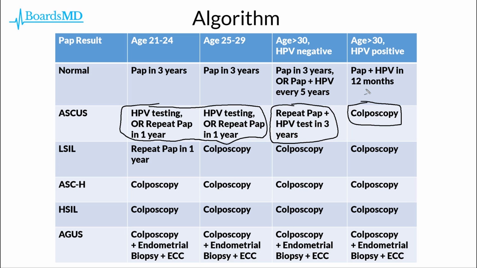You can therefore hopefully appreciate from this algorithm overall that in the majority of cases we are going to proceed with a colposcopy, especially for the cases of lesions in our classification system, which tend to be higher grade or more concerning for dysplasia or cancer.